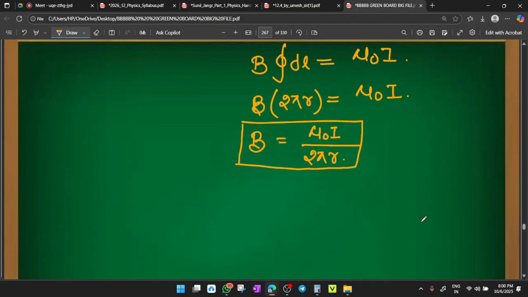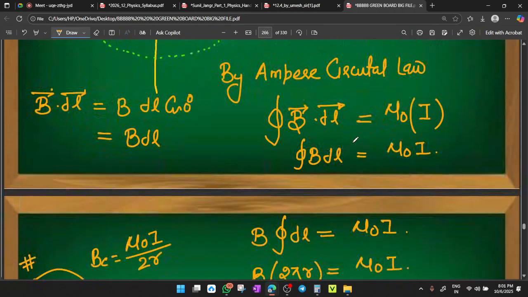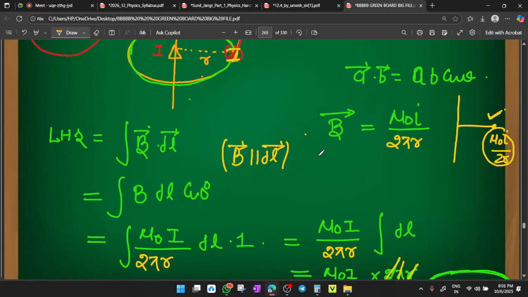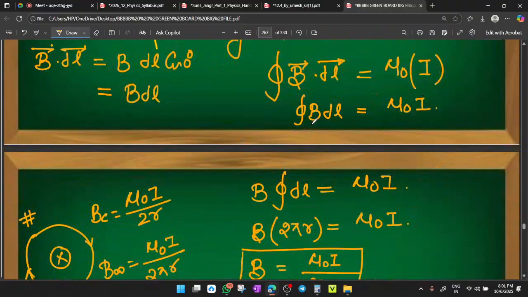Remember, for a circular loop carrying current, the magnetic field at the center was B center equals mu naught I upon 2r. And due to an infinitely long conductor, it equals mu naught I upon 2 pi r. Only the difference of pi is there. Clear? So the answer here is B equals mu naught I upon 2 pi r. Note it.